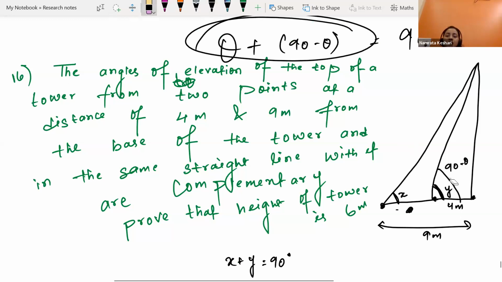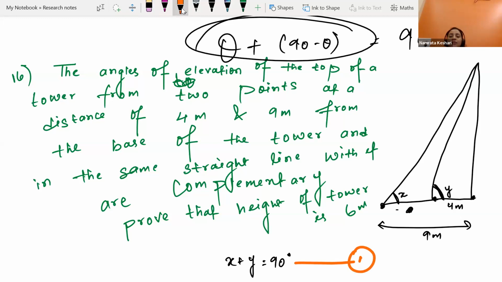Either you take one of them as theta and another one as 90 minus theta, or you take one of them as x and another one as y. But write one equation then and only then. Like that, you have to write one equation, that x plus y is 90 degrees. This information we are having in hand, that x plus y is 90 degrees.